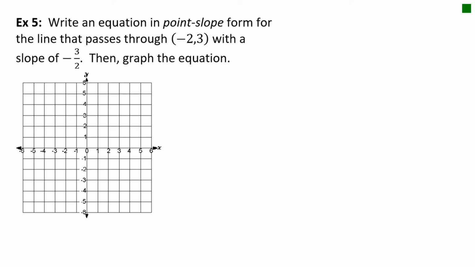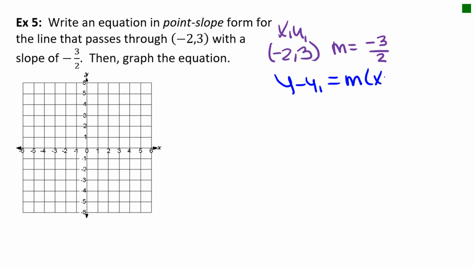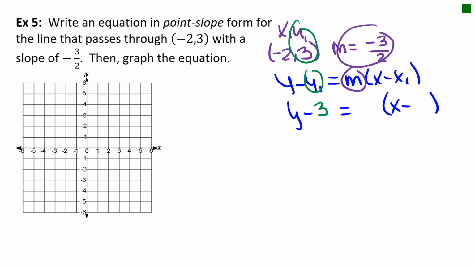Okay, write an equation in point slope form for the line that passes through that point with a slope of, and then graph the equation. So I'm going to rewrite that over here because that's kind of mushy. Here's my point x1, y1. Here's my slope, -3 over 2. So I'm going to go y minus y1 equals m times x minus x1. First thing I need is y1, 3. Next thing I need is slope. Oh, they gave it to me! -3 over 2. Next thing I need is x1, -2 plus positive.